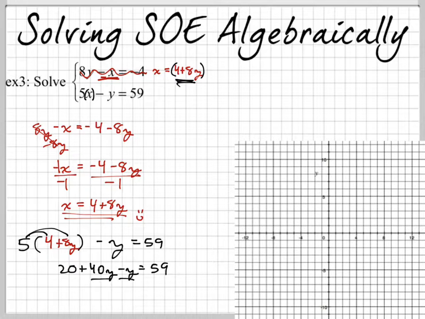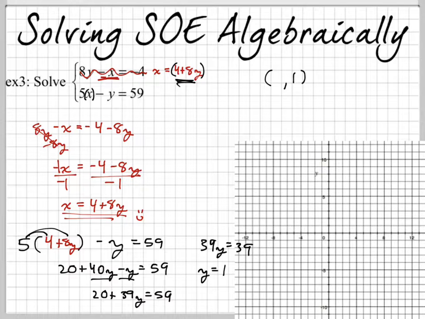How many y's do I have? 39. So I have 20 plus 39y equals 59. I subtract 20 from both sides. I get, oh man, I'm running out of space. 39y equals 39. So y equals 1. Okay, so we have 1 for my y.